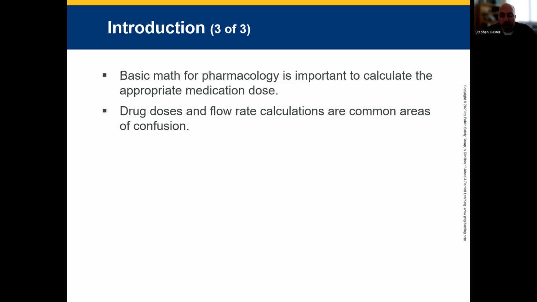Okay. So when I first got started, we kind of had the same medications. They all looked the same. We got them from the same supplier. But over time, due to production errors or problems that we were having, we had to make sure that we were being careful, looking at the bottles, looking at the concentration to make sure that we were giving the right dosage of that medication. So drug doses and flow rate calculations are common areas of confusion.